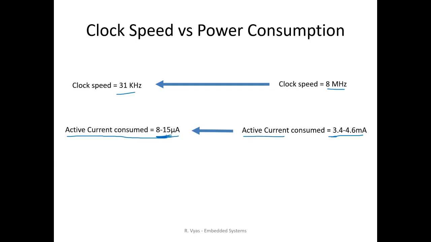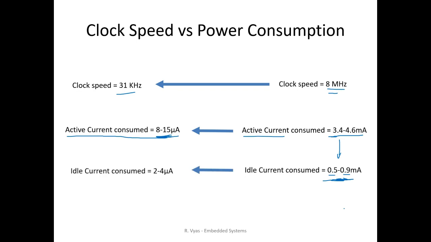That's the comparison. But you have the option of leaving the processor in idle modes using software. What that does is it turns off the CPU, but it leaves the other peripherals running in the background. So when you use the idle mode at 8 megahertz, the current consumption drops to 0.5 to 0.9 milliamps, basically 500 microamps to 900 microamps. But if you're running the processor at 31 kilohertz in idle mode, then the current consumed is even lower. It's like 2 to 4 microamps.